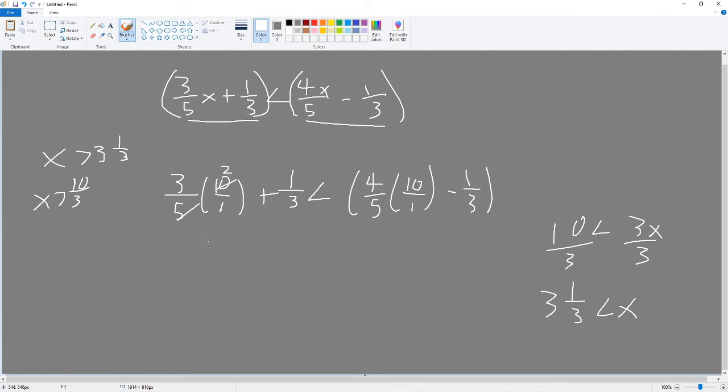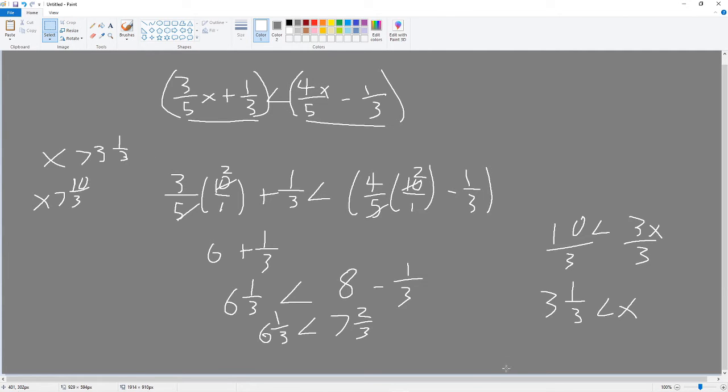This becomes 2. I get 6 plus 1/3, or 6 and 1/3. This should be less than this, which is 2, so I have 8 minus 1/3, which is 7 and 2/3. Obviously, we can see that we are correct because 6 and 1/3 is less than 7 and 2/3. Alright, so now let's check the other case since we have a little bit of time.